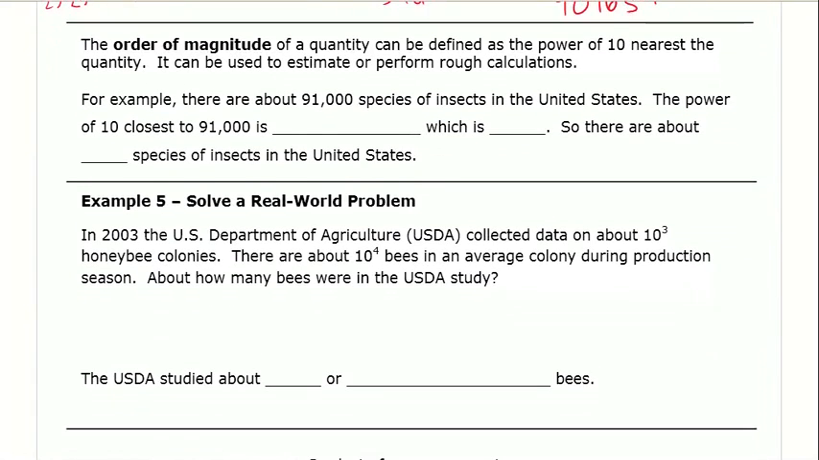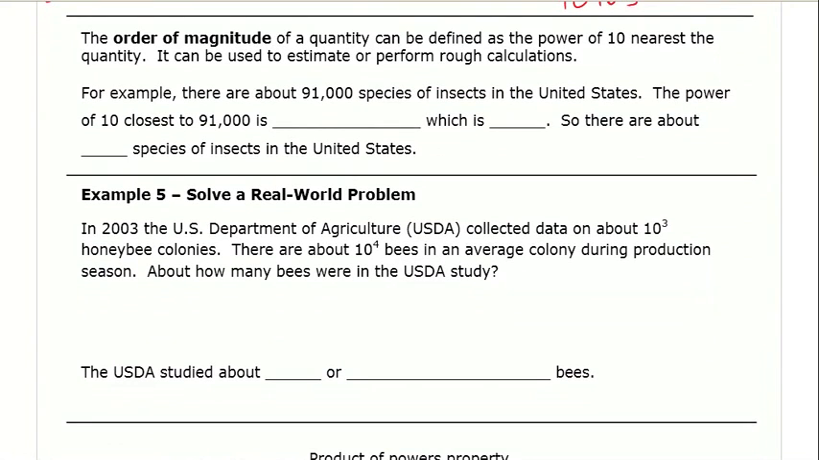Okay, final thing, order of magnitude. The order of magnitude of a quantity can be defined as the power of 10 nearest the quantity. It can be used to estimate or perform rough calculations. For example, there are about 91,000 species of insects in the United States. The power of 10 closest to 91,000 will be 100,000, which would be 10 to the 5th power. So if we were estimating, we could say that there are about 10 to the 5th power species of insects in the United States.